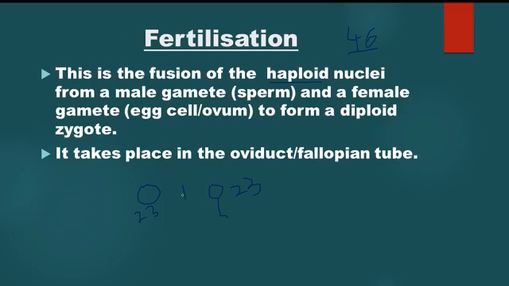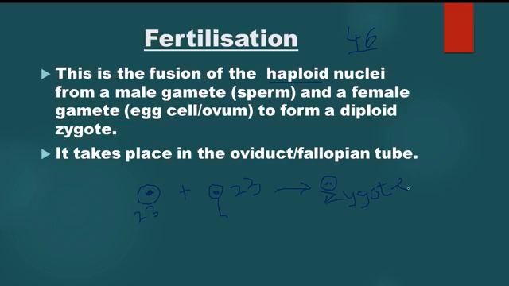So at fertilization, the haploid nucleus from the egg fuses with the haploid nucleus from the sperm, and we are going to get a new cell. We will get a new cell that we are calling a zygote.